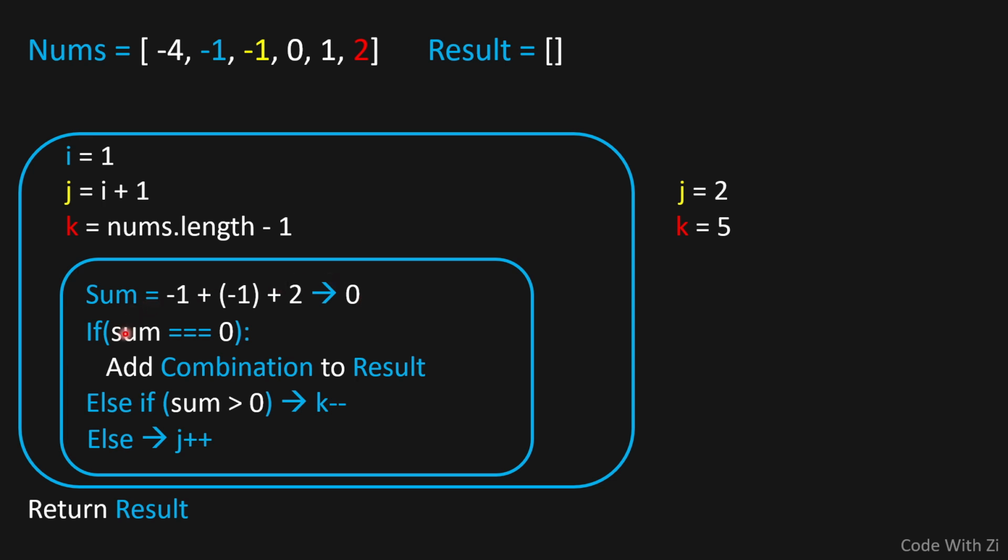So we're gonna say if sum is equal to 0, as you can see, sum is actually equal to 0, we're gonna add our combination to our result, like so. -1, -1, and 2.